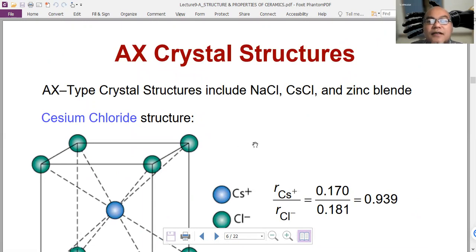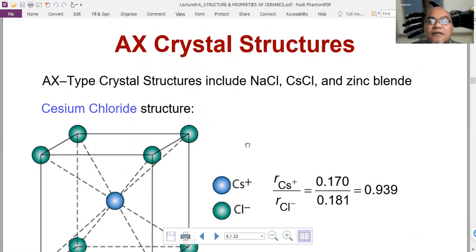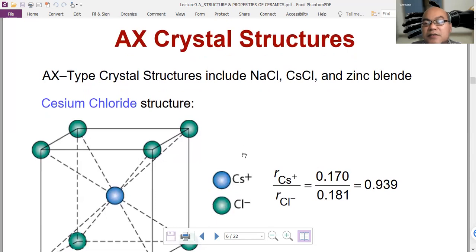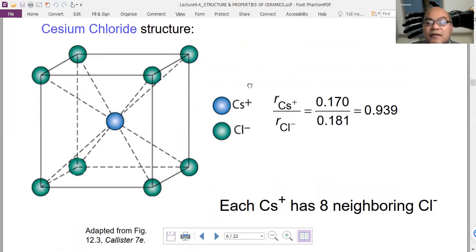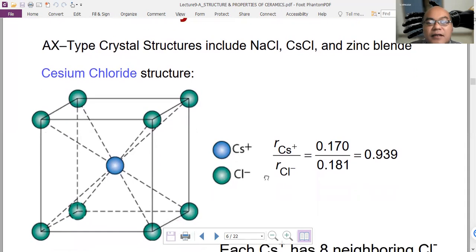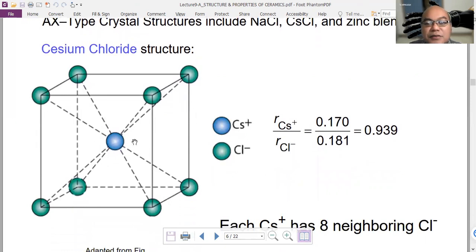And we have also another type of crystalline structure, which is the AX crystalline structure, which includes sodium chloride also, cesium chloride, and zinc blende. This structure occurs when the two elements that make up the ionic bonding have more or less similar radius. Yeah, for example, here, the cesium chloride structure.